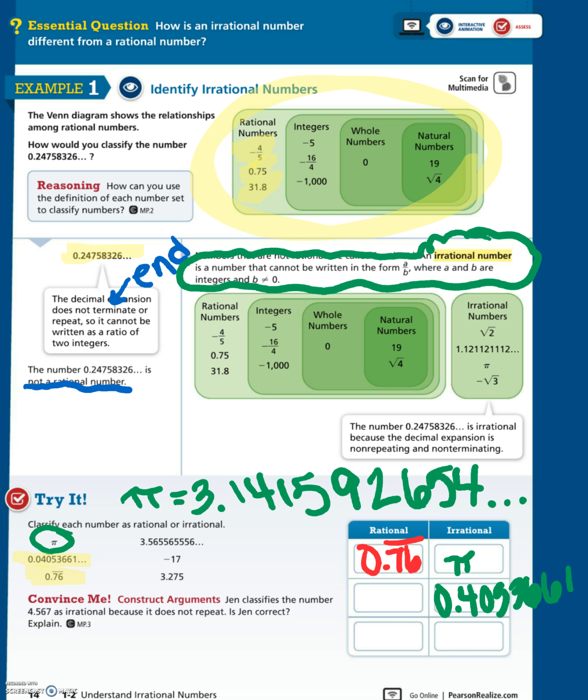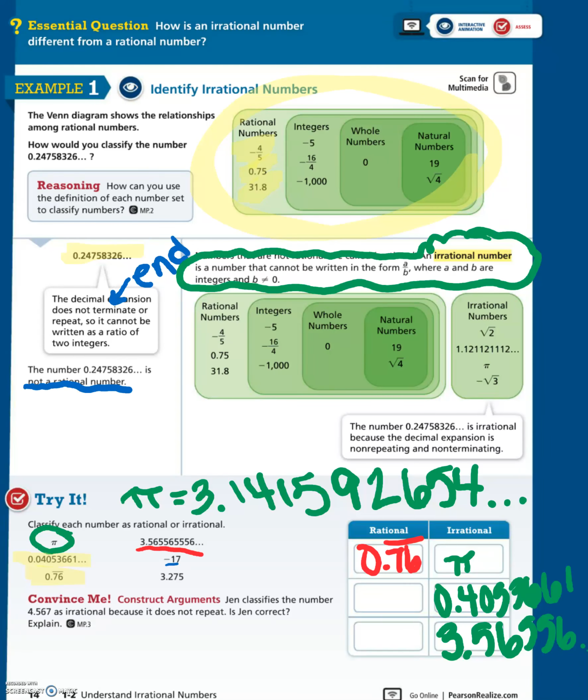Then 3.565565556, this number right here. You might think that it's repeating because it's the same numbers happening over and over again, but it is not in a specific repeating pattern. Each time the fives get more. So it is not repeating, meaning it is irrational. And it does not terminate.